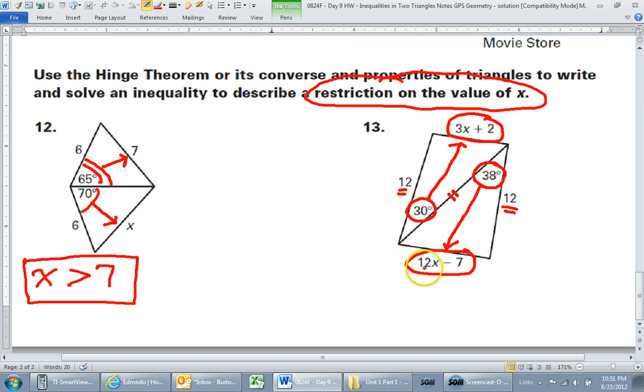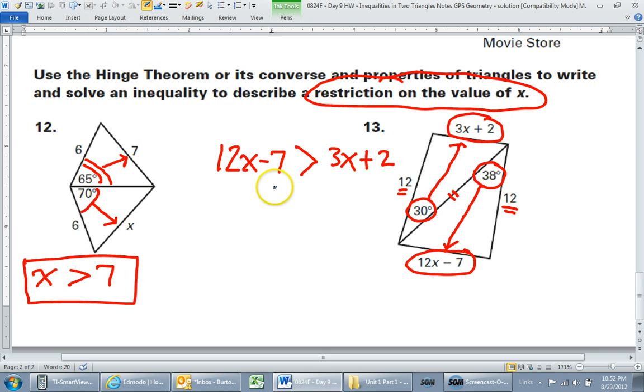Hopefully you were saying that the 12x minus 7 is bigger. Why? Because it's across from the bigger angle. 38 degrees is bigger than 30 degrees. So, the bigger side would be across from the bigger angle, so that means the 12x minus 7 must be greater than the 3x plus 2. Okay, so you can write that inequality. Now this, we can go ahead and solve. Number 12, it was already by itself. X was already by itself. This we'll solve.